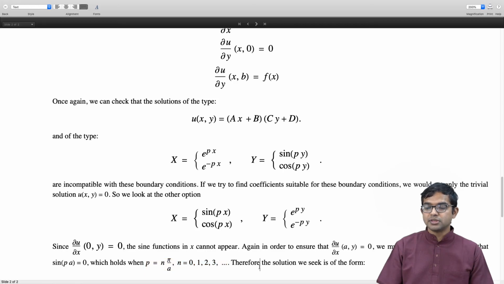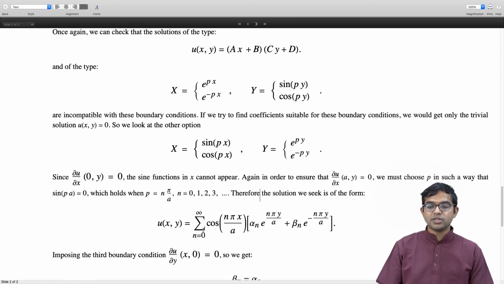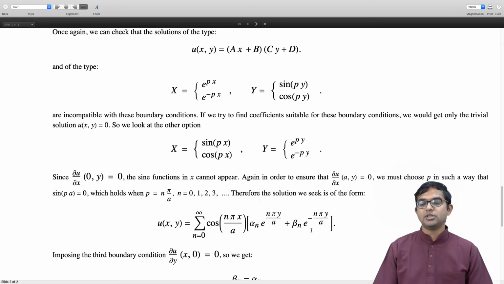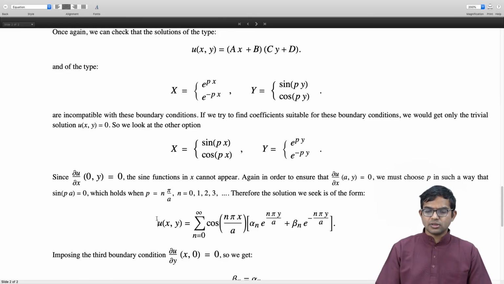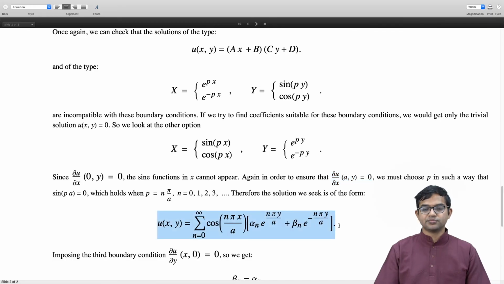Therefore the solution we seek is going to be of this form: summation over n equal to 0 to infinity of cosine of n pi x by a. So if you put n equal to 0 here, you have a 1, right? So you have alpha n times e to the n pi y by a plus beta n times e to the minus n pi y by a, right? You can take this on sorts and quickly convince yourself that these two conditions hold. This one and this one are automatically taken care of if we choose this solution, right? So two of these conditions are already done.